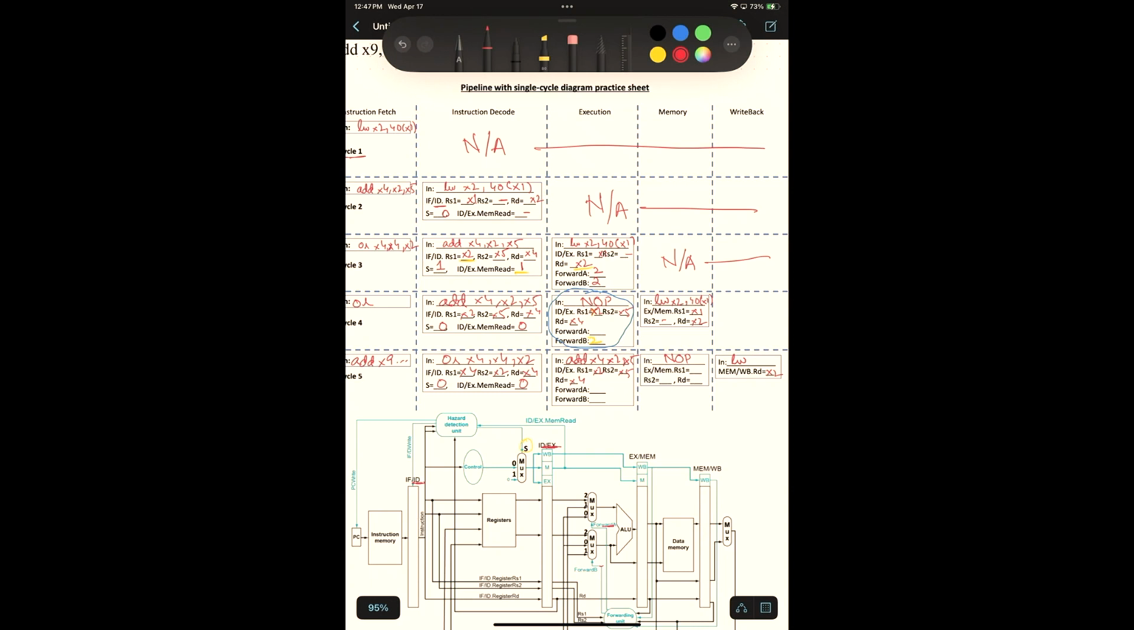So what will be the value here, forward A? You see X2, this is writing into X2, and there is a data dependency here. RS1 is X2. So when the xmem RD is equivalent to IDX RS1, then the data must be forwarded from the xmem phase. So it must be 0.